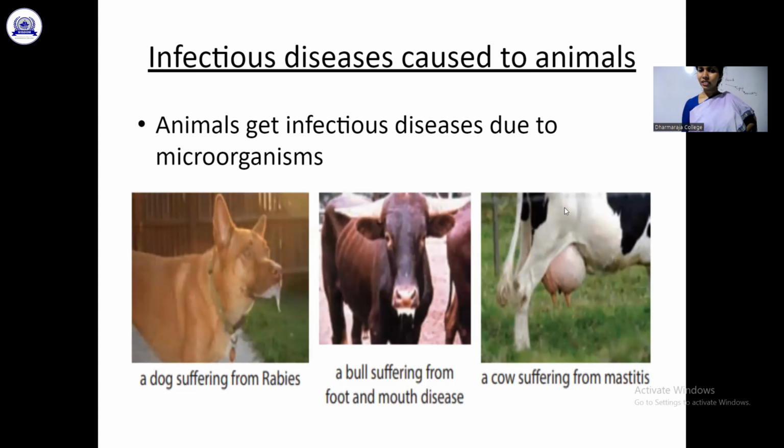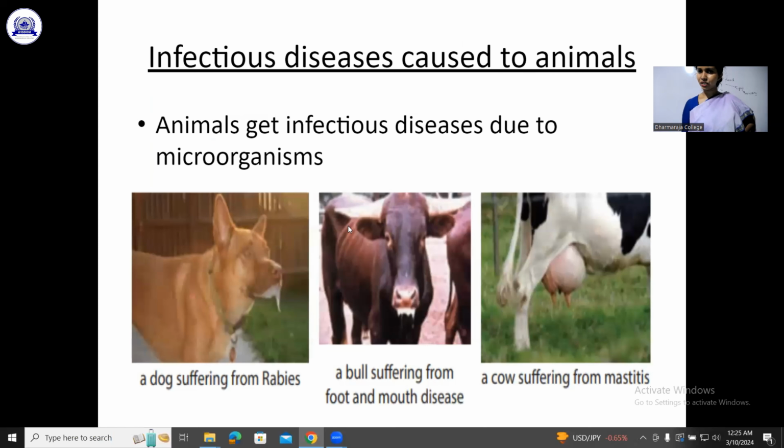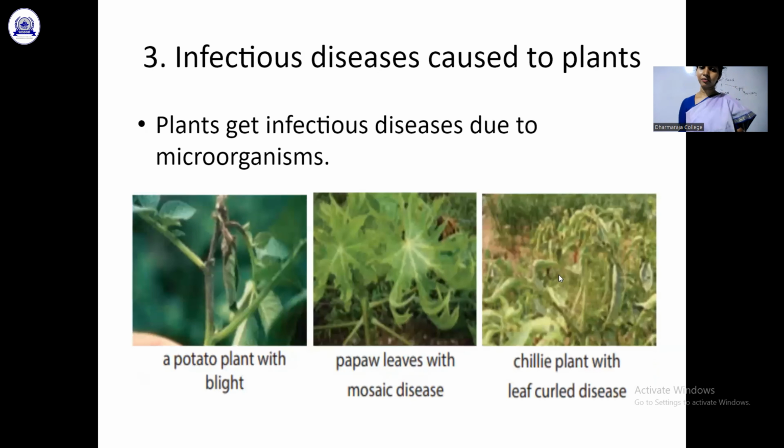And then come the infectious diseases caused to animals. Animals get diseases too. Rabies, the mouth watering disease in dogs. And you see the bull suffering from foot and mouth disease, so it's not easy for it to eat. This is the mastitis disease caused to cows. The milking part of the cow becomes enlarged here.